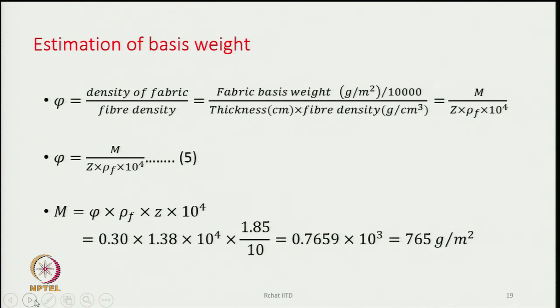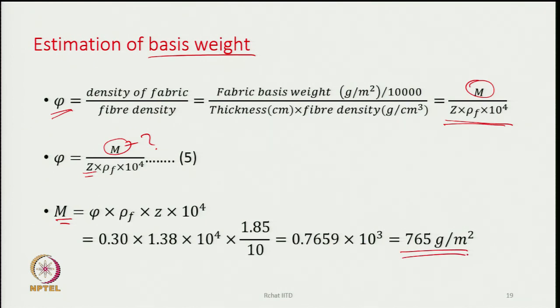After estimating the thickness, the next thing to estimate is the basis weight. Again, this solid volume fraction is related to basis weight m by these equations. If we make use of these equations, we have already found Z, and we need to know what m is. So, we find m now, and the m value we are getting is 765 gram per meter square.